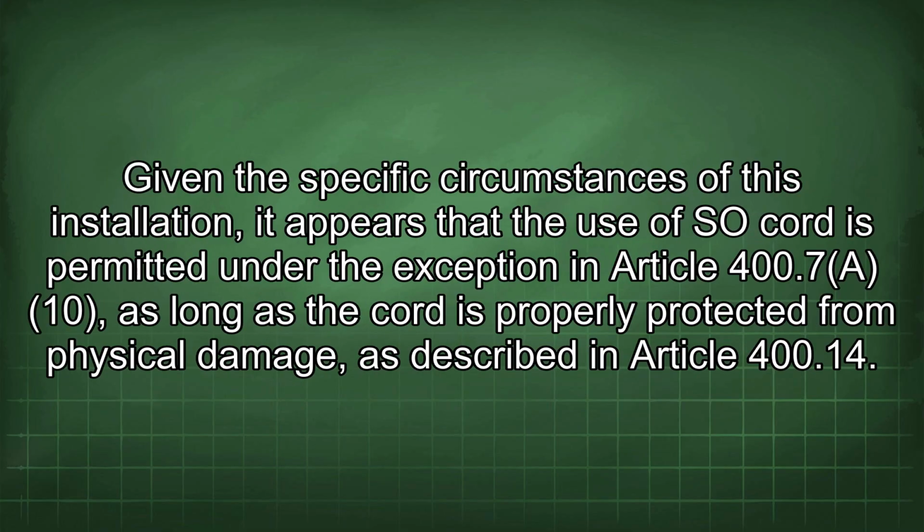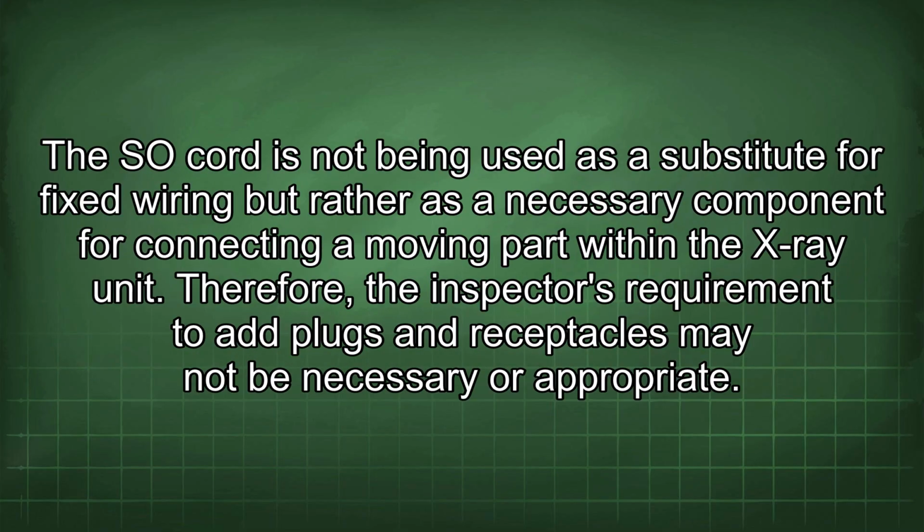Given the specific circumstances of this installation, it appears that the use of SO cord is permitted under the exception in Article 400.78, as long as the cord is properly protected from physical damage, as described in Article 400.14. The SO cord is not being used as a substitute for fixed wiring, but rather as a necessary component for connecting a moving part within the X-ray unit. Therefore, the inspector's requirement to add plugs and receptacles may not be necessary or appropriate.